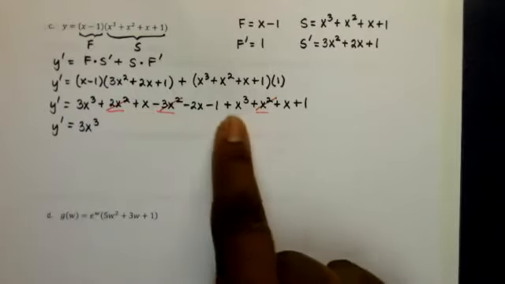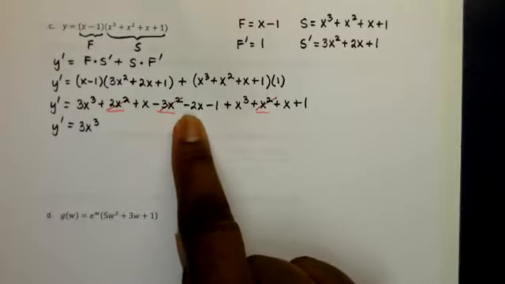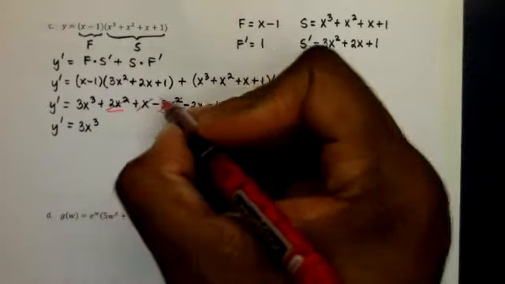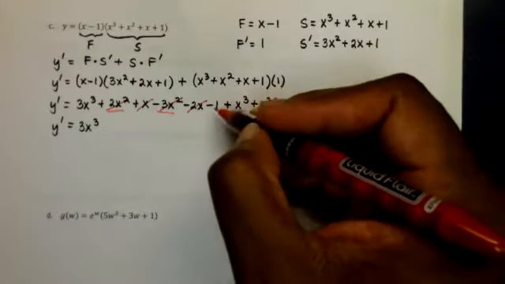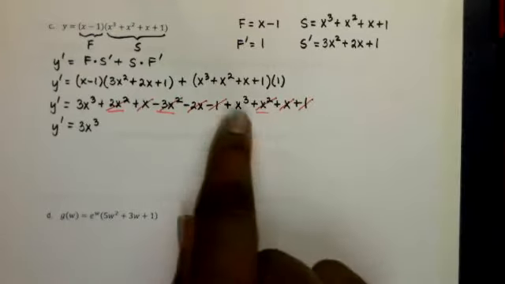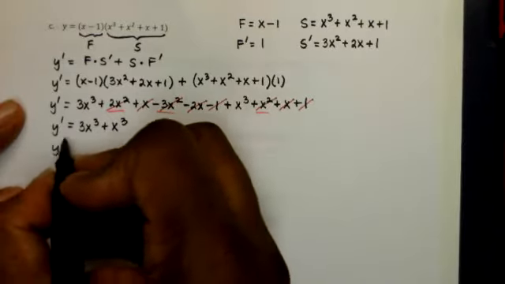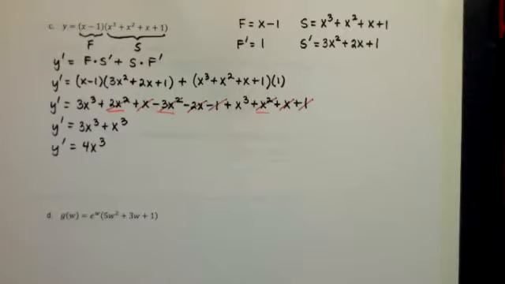Well, the plus x in that minus 2x will be a minus 1x. Minus 1x plus that x also gives you 0. Okay, all that's gone. And something else will be gone. The minus 1 and the plus 1, that's gone. I got 3x cubed plus this x cubed right here. So 3x cubed plus x cubed would be 4x cubed. So the derivative of that function, y, would be 4x cubed.